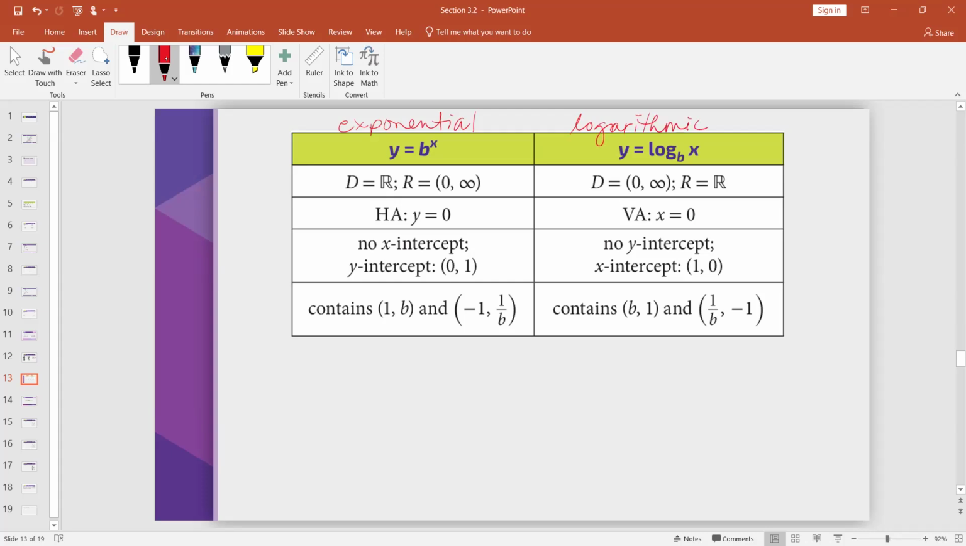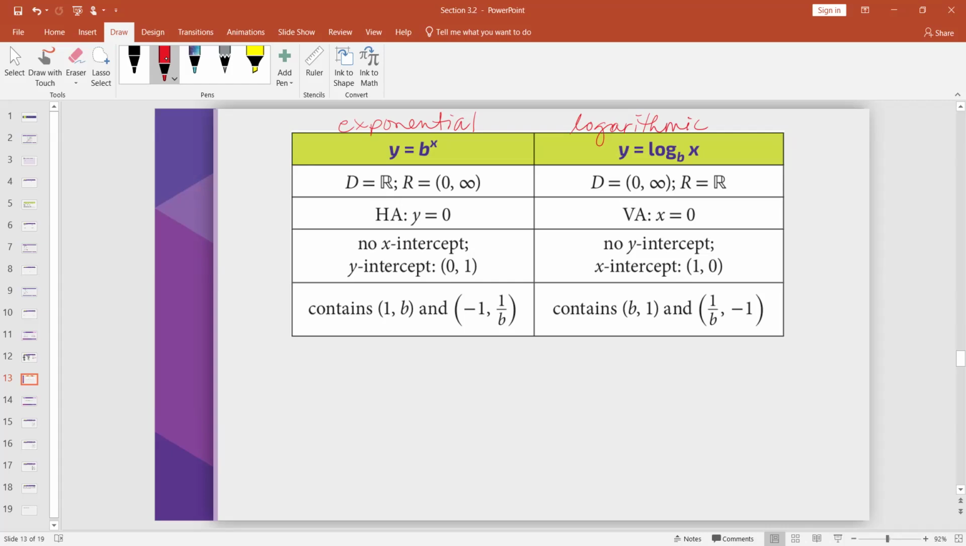And so since this is a summary all together, you can see that everything in the exponential and logarithmic functions are inverted. So where the domain of an exponential function is all real numbers, the range of a logarithmic function is all real numbers. Where the range of exponential is from 0 to infinity, the domain of logarithmic is from 0 to infinity. Same thing with the asymptotes. The exponential has a horizontal asymptote. The logarithmic has a vertical asymptote. You have the invert of your x and y.